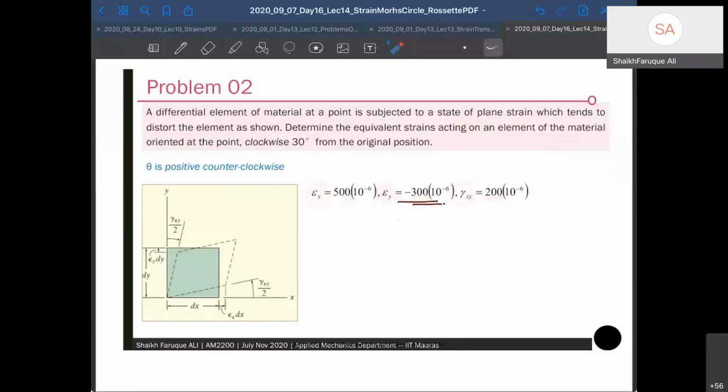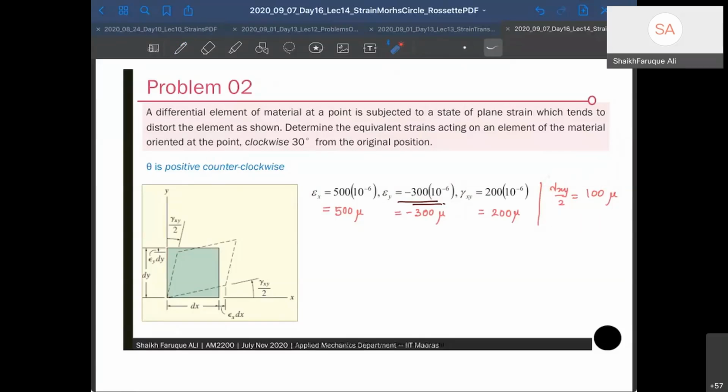Okay, so they can also be written as 500 micro, minus 300 micro, 200 micro. Okay, that's my strain. So what I'll do is I'll divide gamma xy by 2. So gamma xy by 2 is equal to 100. And as you can see, it is positive.